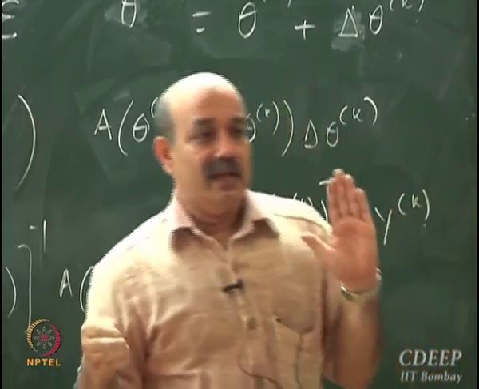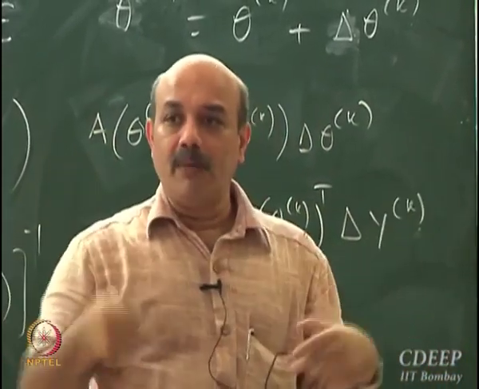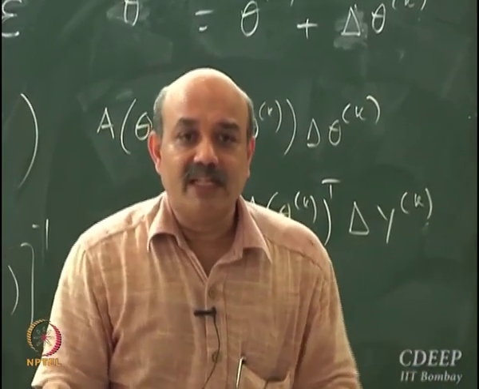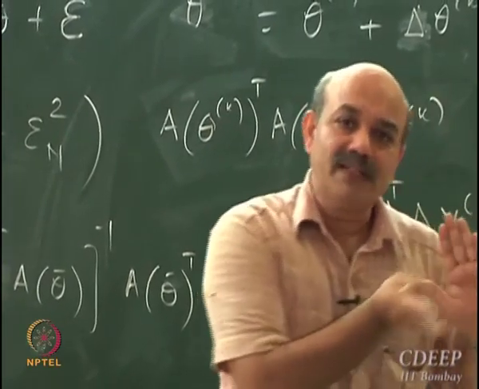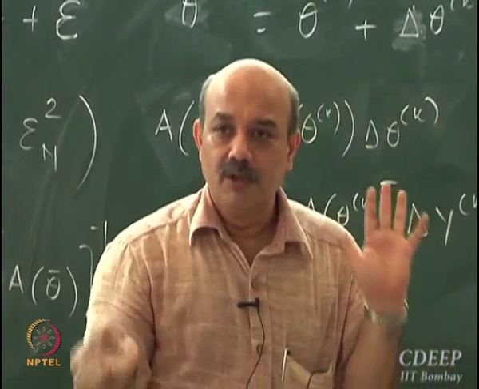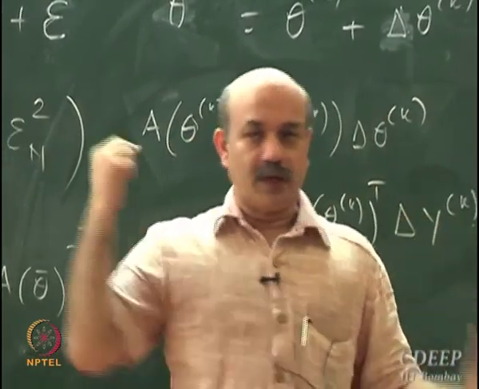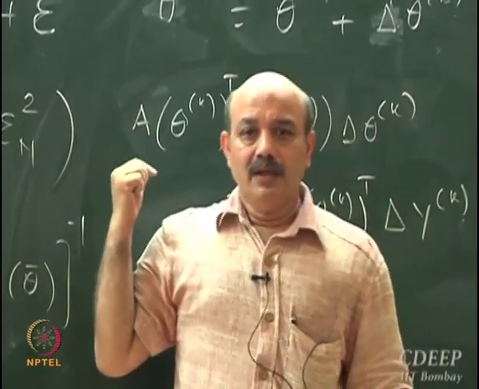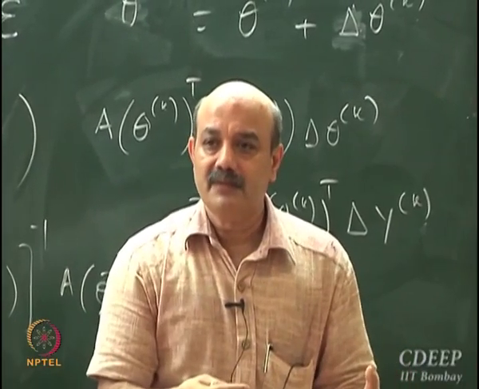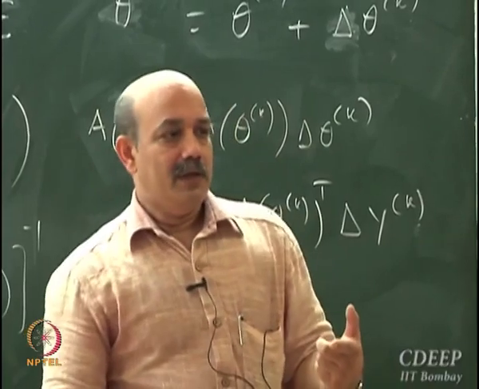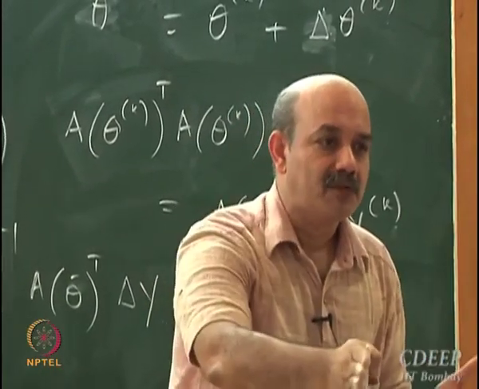See, what is done in Newton's method? A nonlinear problem is solved by a sequence of linear algebraic equations. You form a set of linear algebraic equations and you hope that the sequence converges to the true solution. What is done here? You form a sequence of linear least square problems which you hope will converge to the true optimum solution.